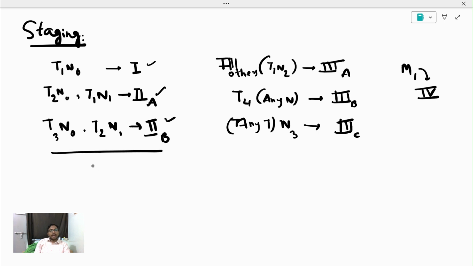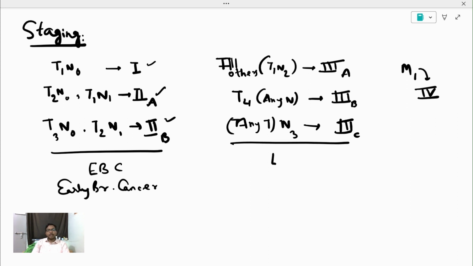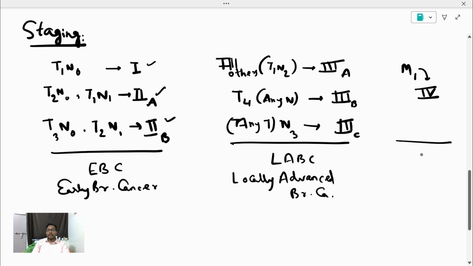All these three entities constitute something called EBC. EBC is nothing but early breast cancer. Now, 3A, 3B, 3C will constitute something called LABC. What is LABC? Locally advanced breast carcinoma. Locally advanced breast cancer. Now, whenever you have stage 4, that is nothing but metastasis, it is called MBC. So, metastatic breast cancer. Metastatic breast cancer.